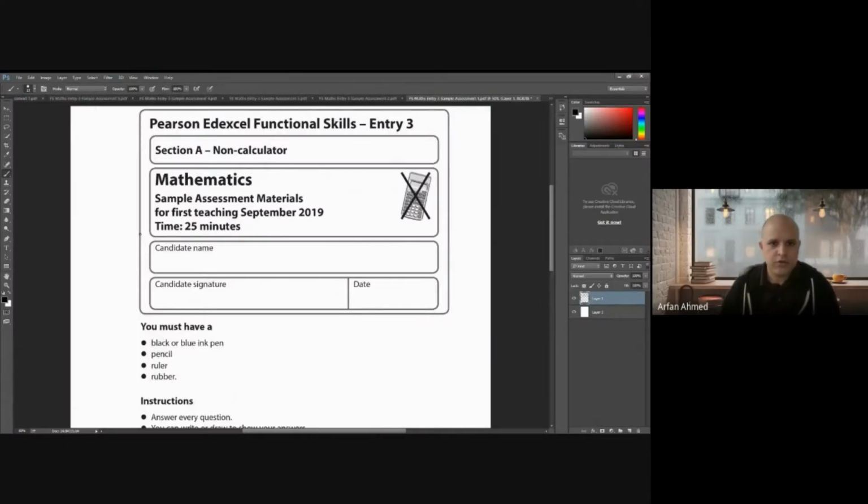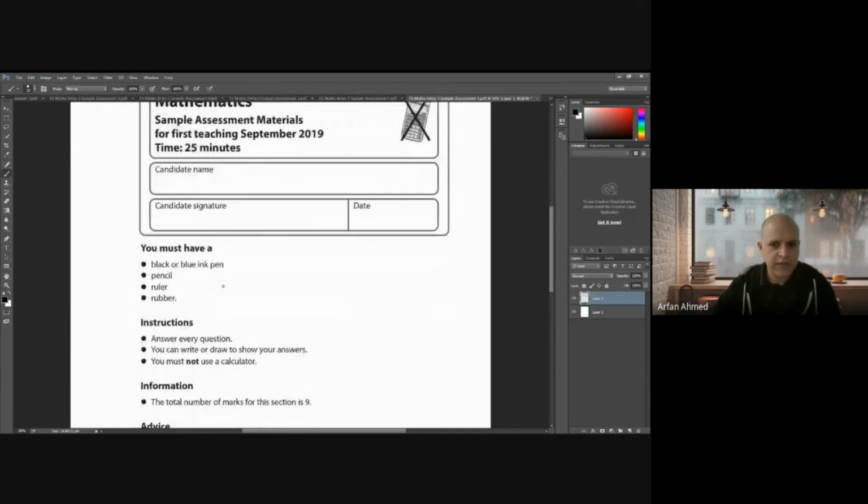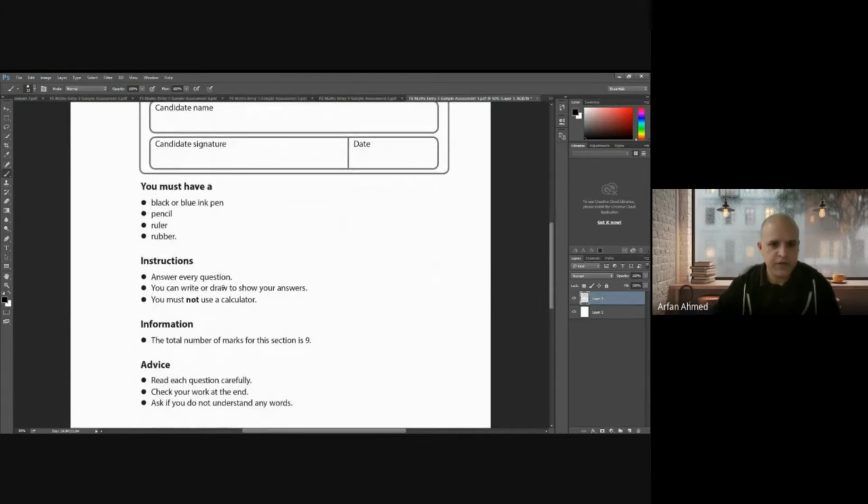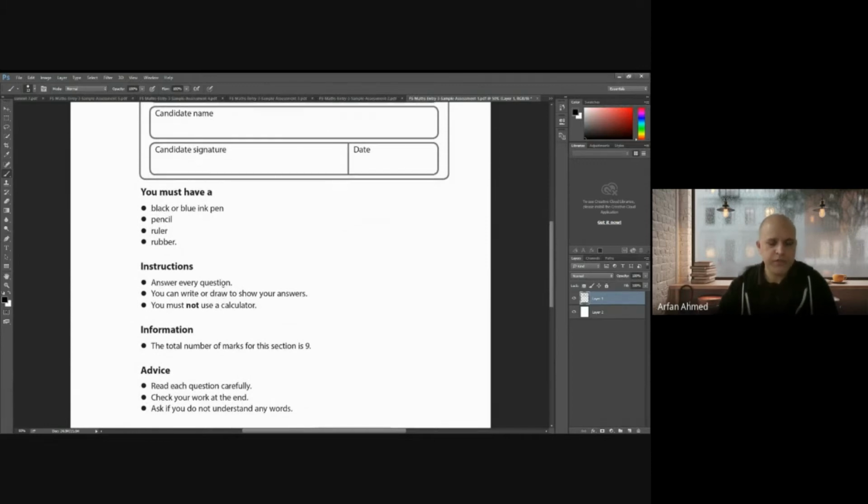Okay, so this is what it should look like. Should say sample assessment materials for first teaching, September 2019. This is section A, non-calculator, 25 minutes. I think it's always a good idea to read on the front what kind of things you must have, and just read the instructions, just before you start the test, or if you're starting the real exam.